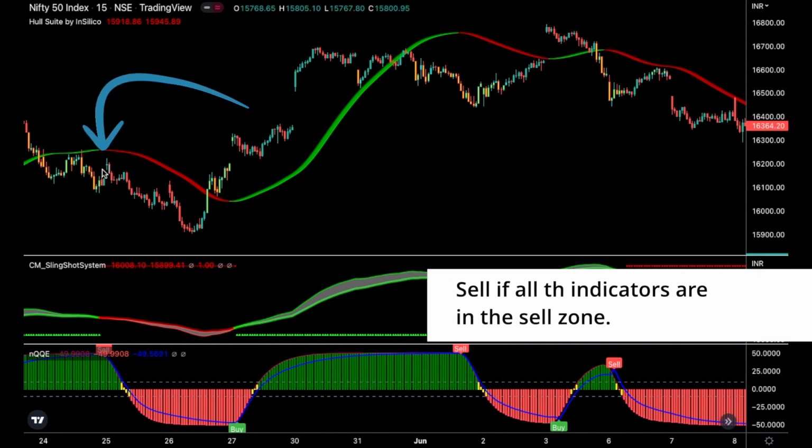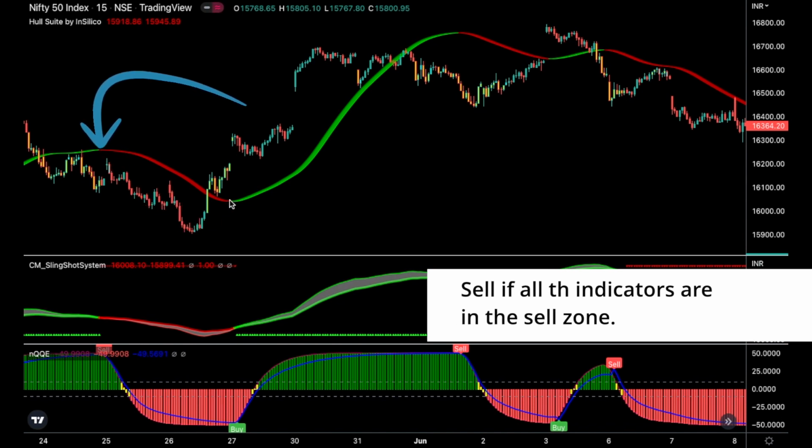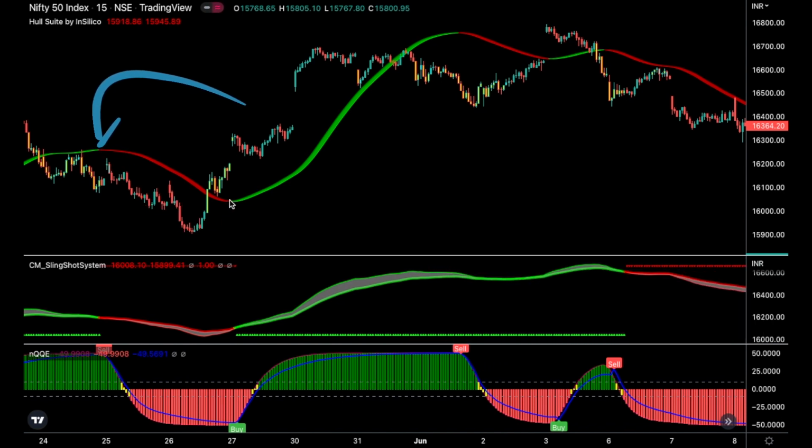Right here, it moved down, and then over here, the Hull Suite turned green. Okay, look at the CM slingshot system. That also turned green. And we also have a buy in the normalized QQE indicator. So we would go long over here. You can see it moved up really well.